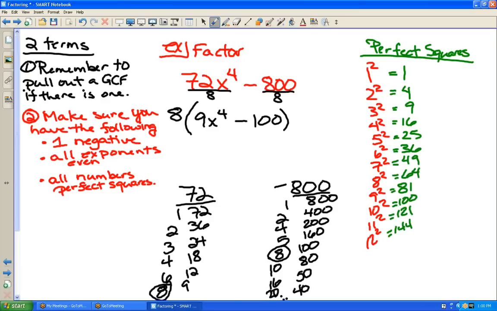And now bigger perfect squares. Okay, so the perfect square. So I'm looking at my coefficient. 9, perfect square, because it's one of my green numbers. 100, perfect square, because it's one of my green numbers.